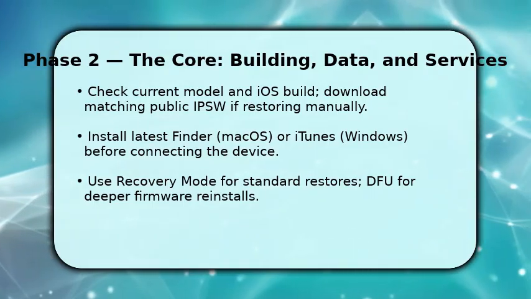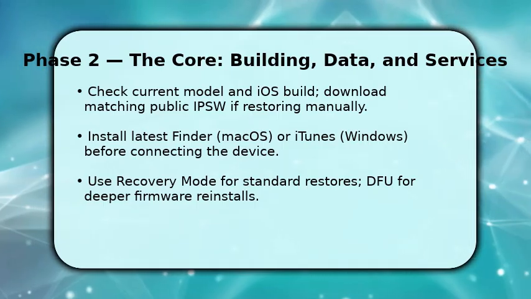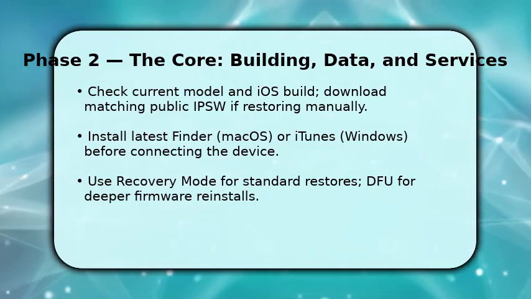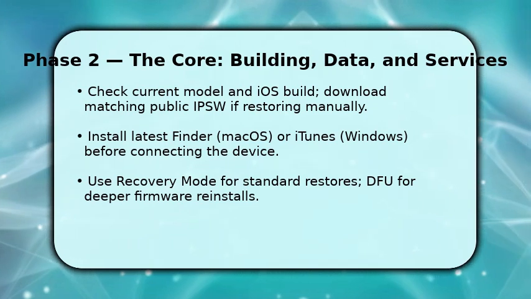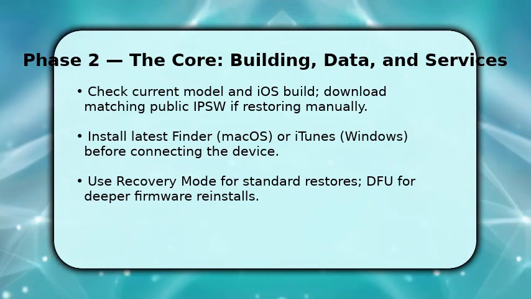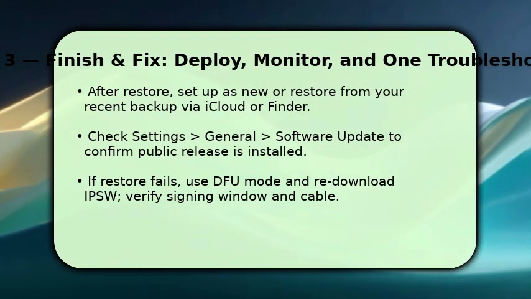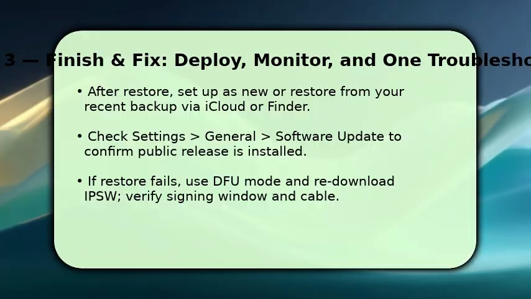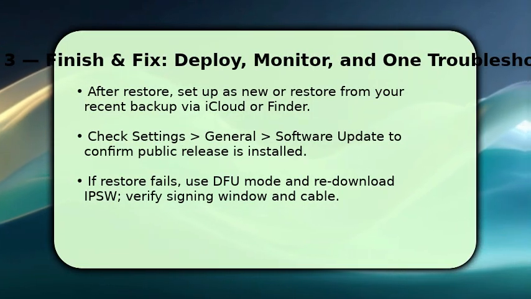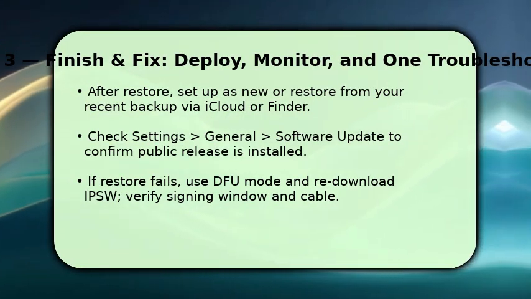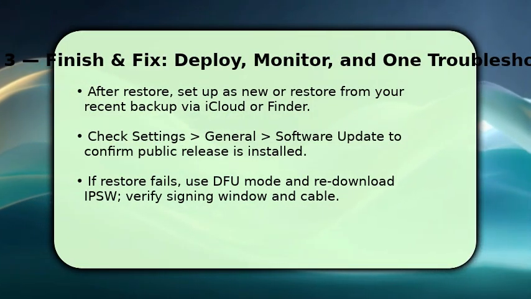Choose Restore in Finder or iTunes, select the IPSW if using a manual file, and let the software flash the public release. This replaces beta code with the stable build. You finish by setting the device up and restoring your backup, or by starting fresh if you prefer a clean slate. Make sure to check Settings, General, Software Update to confirm you're on the public release and no beta profile remains.